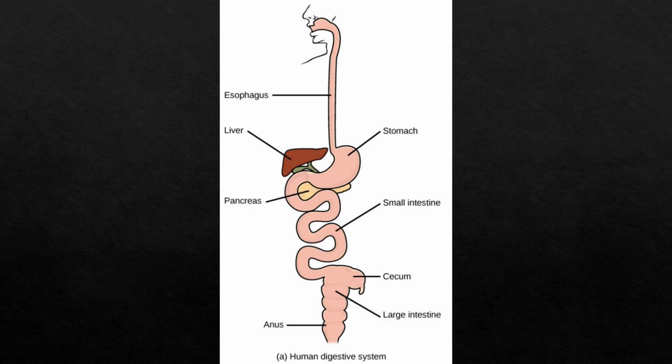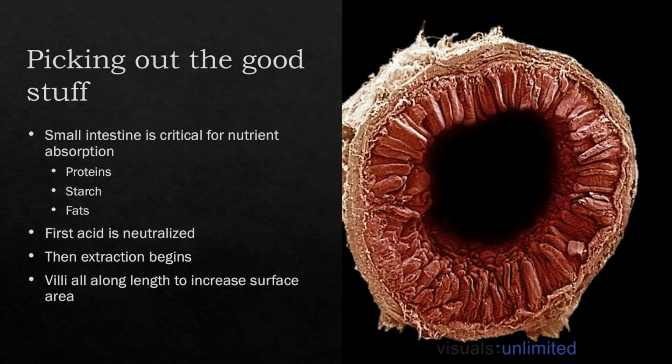All right, so let's move from the stomach now. We've started the digestive process for real. Let's talk about the small intestine. The small intestine is really where the business of digestion goes on in animals. It's going to be important for nutrient absorption. The three big ones it's going to be involved in are the removal of proteins, the removal of starches, that is sugars, and the removal of fats.